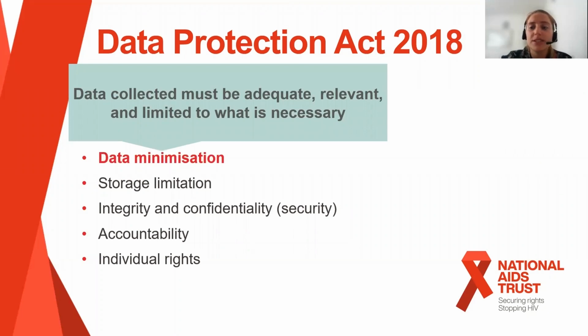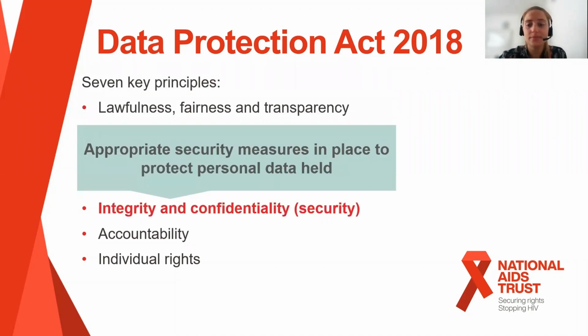So one of the most relevant principles to people living with HIV is the principle of data minimisation, which states that data collected must be adequate, relevant, and limited to what is necessary. And this means that the organisation collecting the data should collect enough data to fulfil their stated purpose for collecting it. The data they are collecting has to have a rational link to that purpose, and they must not collect more data than they need for fulfilling that purpose. And because the Data Protection Act is principle-based, the lawfulness of an action can vary depending on the situation. So it doesn't mean that it's always illegal to ask someone about their HIV status, but it can mean that it sometimes is illegal to ask someone about their HIV status.